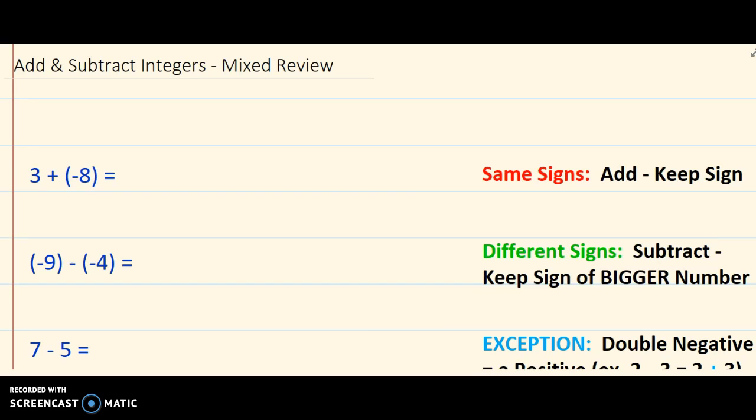3 plus negative 8. 3 is positive, negative 8 is negative. Signs are different. Subtract and keep the sign of the bigger number. 8 minus 3 is 5. Keep the sign of the bigger number, negative 5.